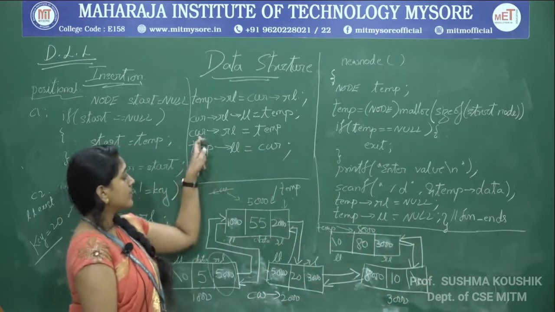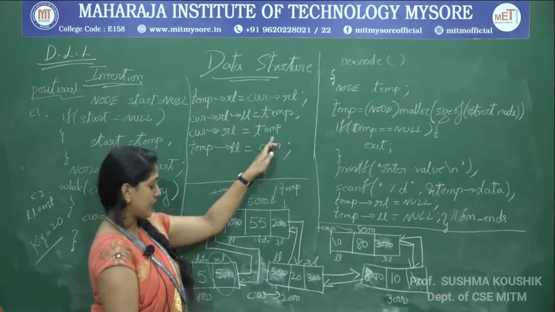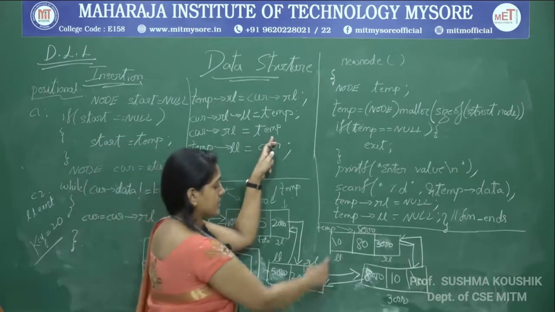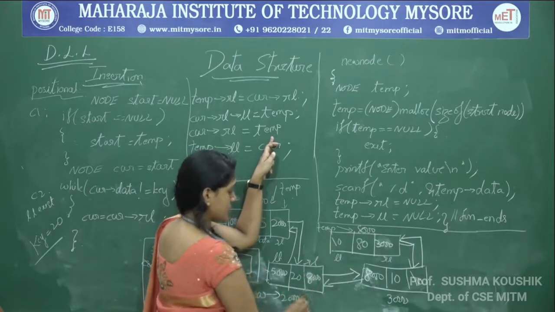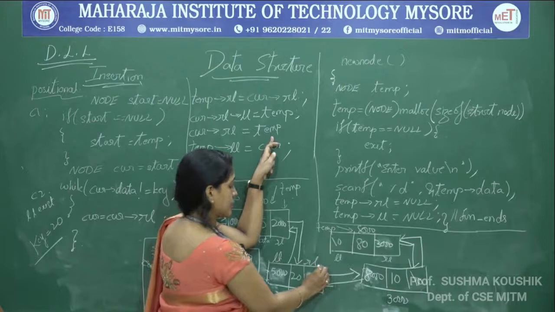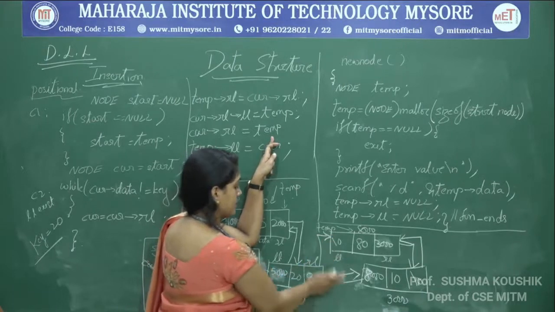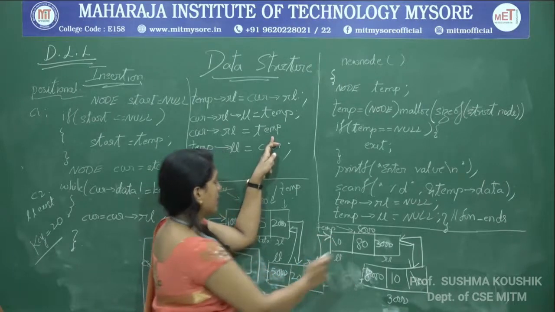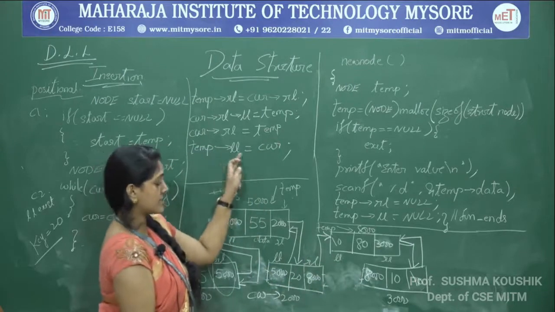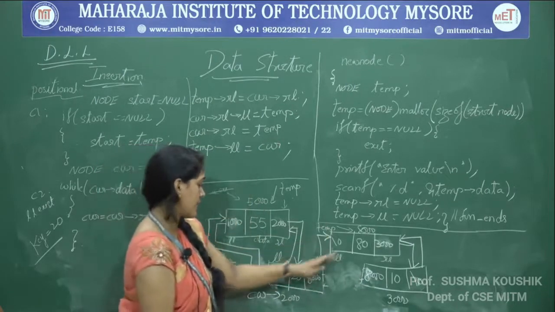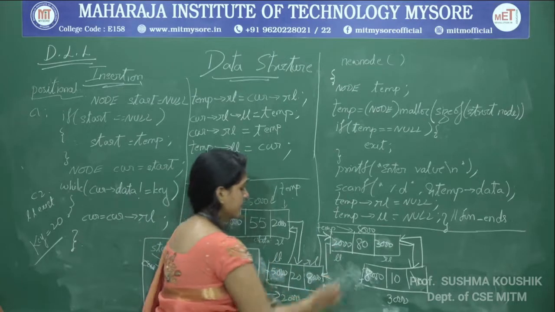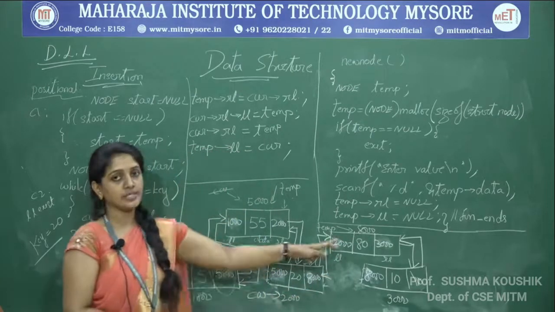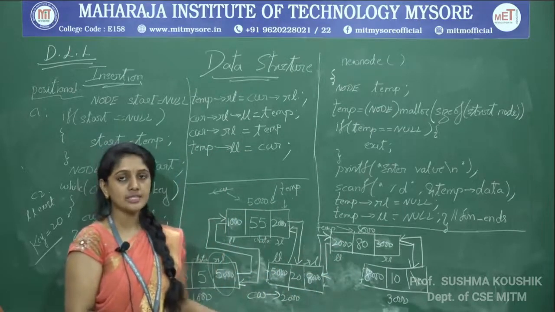Okay. Now current of RL is equal to temp. Current of RL is equal to temp. Temp is having 8000. So this is 8000. So we have established this link. Okay. And now temp of LL is equal to current, that is 2000. So on either direction link is ready. So this is how we did the insertion. See how beautiful it is.